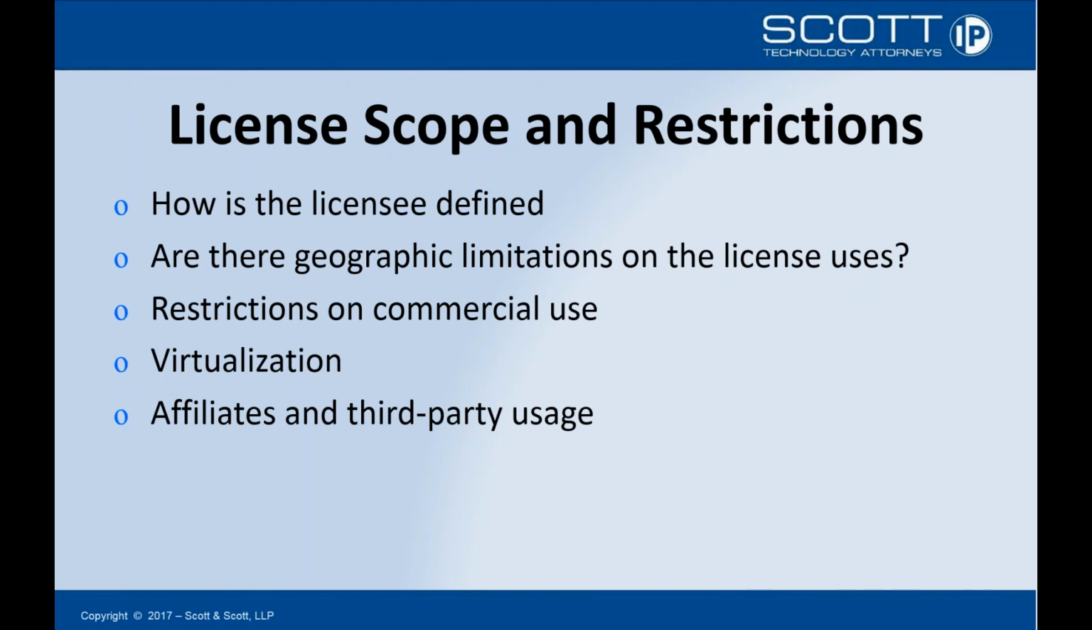The first place that I ask my clients to look is license scope and restrictions. The important components of the licensing scope and the restrictions are, number one, how is the licensee defined? So is your company and all of its related entities covered under this license, or do the related entities need their own license? How do we define a related entity? Is it someone with more than 51% ownership of the business?